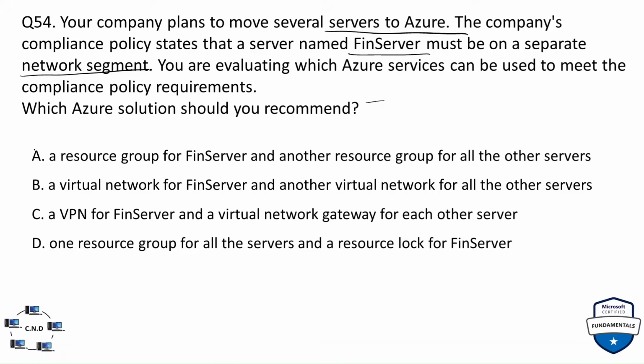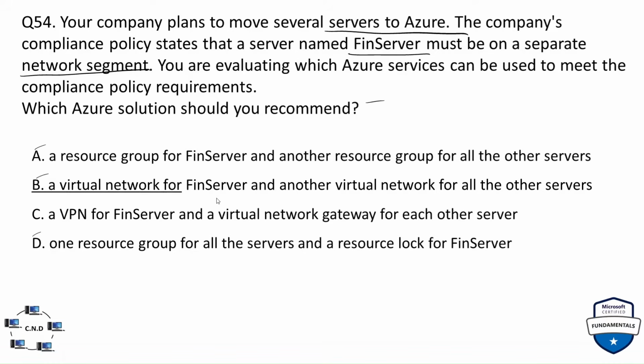Options are option A, a resource group for Fin server and another resource group for all the other servers. Option B, a virtual network for Fin server and another virtual network for all other servers. C, a VPN for Fin server and a virtual network gateway for each other server. And D, one resource group for all the servers and resource lock for Fin server.